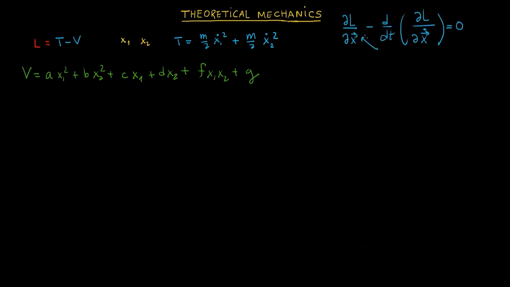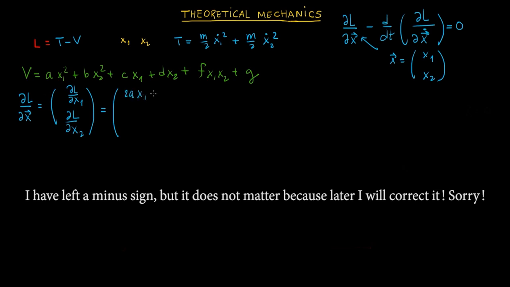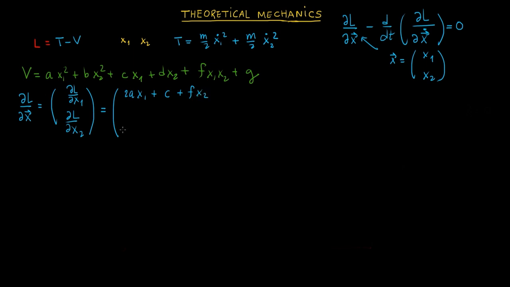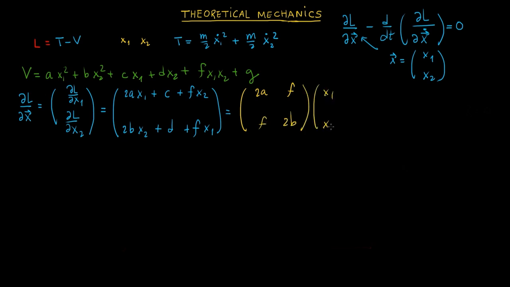I've introduced this notation, with x1 and x2 organized in a vector x. Then partial L with respect to the vector x is equal to the partial with respect to x1 and x2. If we develop this expression, we obtain 2a x1 plus c plus f x2, and the other component is 2b x2 plus d plus f x1. But we can write this in matrix form like this: the matrix with entries 2a, f, f, 2b times (x1, x2) plus (c, d). Or in a simpler notation, partial L with respect to the vector x equals a matrix M times the vector x plus q. We can call q this vector.